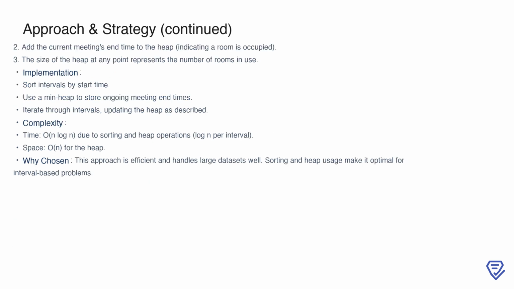The min-heap approach offers a more optimized way to handle this problem. Instead of explicitly checking overlaps, we use a priority queue to track the earliest end time of ongoing meetings. Here's the process. First, for each meeting, we remove rooms from the heap if their end times are less than or equal to the current meeting's start time. This step reflects that those meetings have finished and their rooms are now available. Then, we add the current meeting's end time to the heap to indicate that a room is occupied. The size of the heap at any given moment represents the number of rooms currently in use.